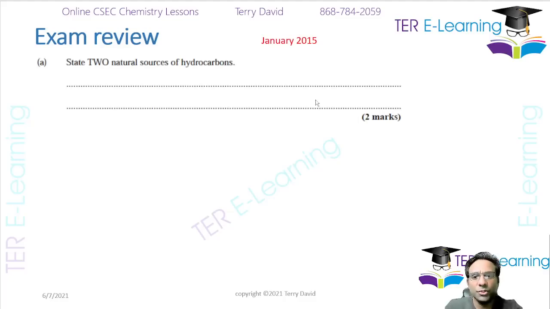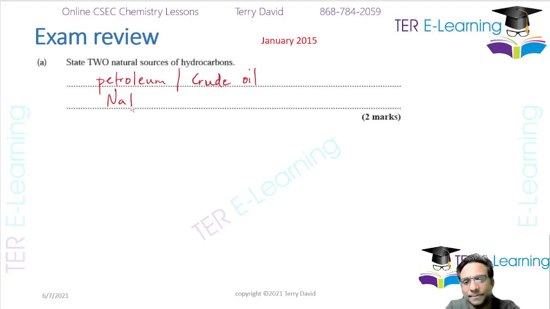Let's go on to January 2015. And they want us to name 2 natural sources of hydrocarbons, right? So they've asked this question many times before, right? So you can say petroleum, right? Or crude oil, right? Also natural gas, right? So these are examples of 2 natural sources of hydrocarbons. So they've asked this question in the past, right?